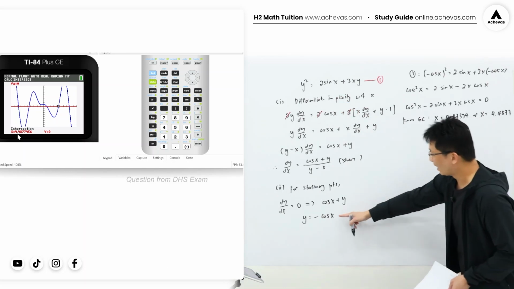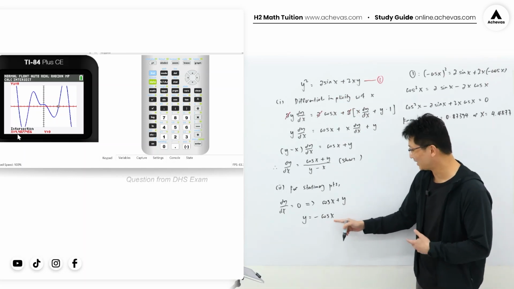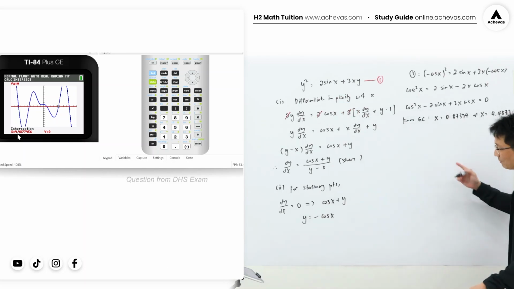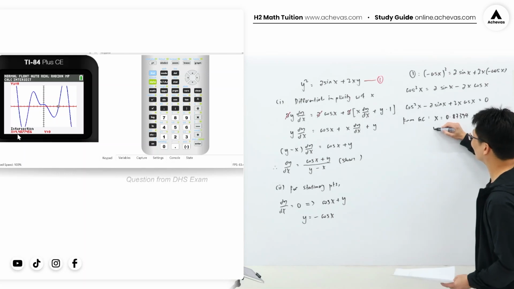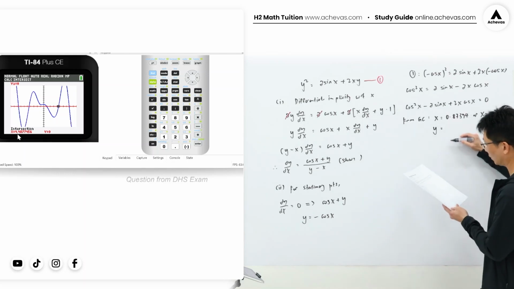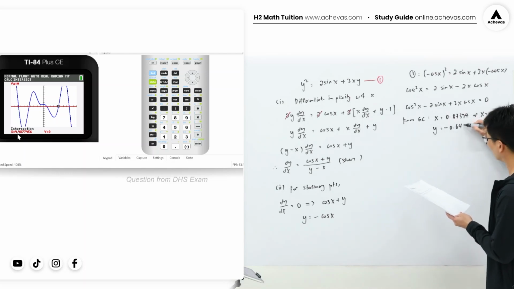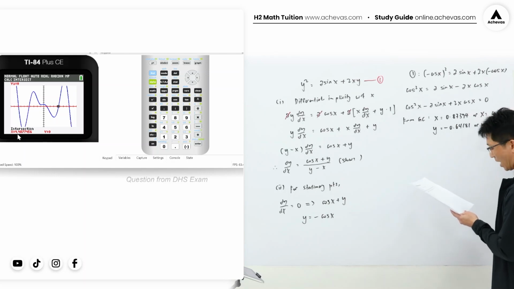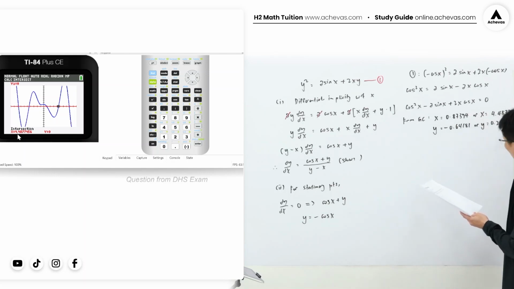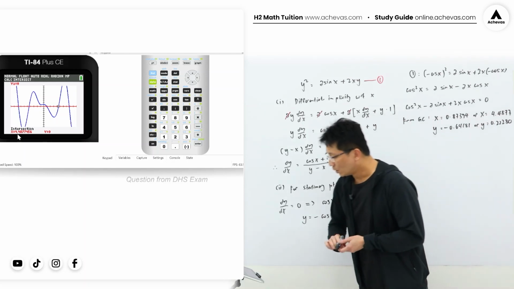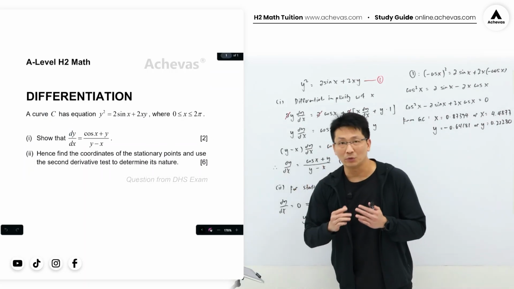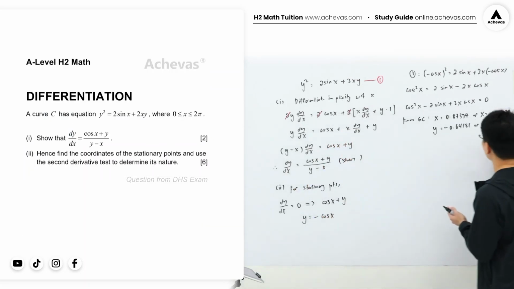And to find the corresponding y coordinates, I can either sub back into here, or I can sub back into here. I think I'm going to make use of this because this is so much easier. So by subbing back, I should be able to get the value of y will be equal to minus 0.64181 or y equal to 0.22280.